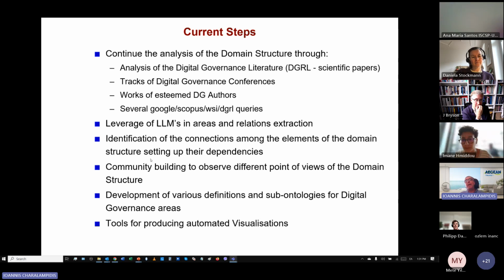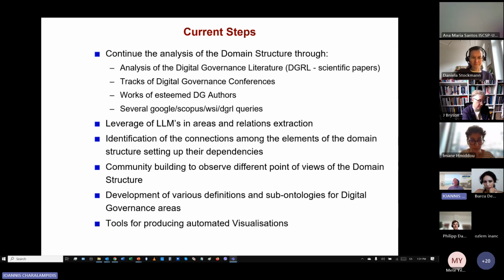Now, this is a big debate. You know, whenever you try to put some structure, always people disagree. One expert says, no, this one is the father and this is the son. The other says, no, this is an uncle, actually, belongs in a different subdomain. But it's a very productive work because it makes us realize what it is that we're doing. And then community building, to observe different points of view.